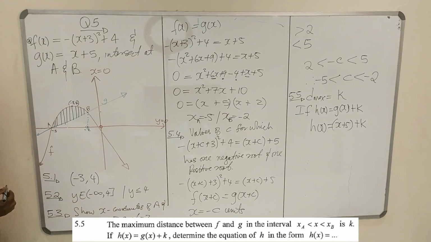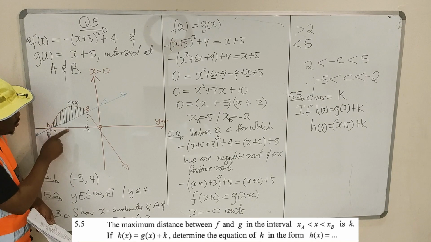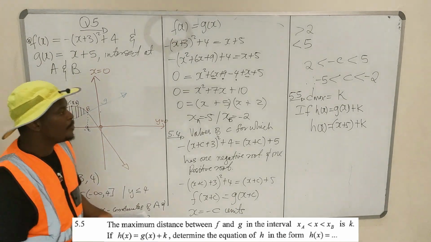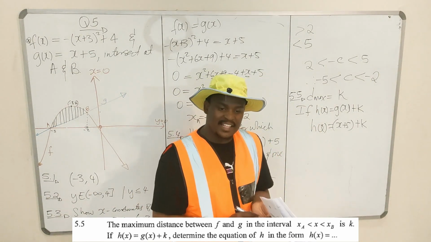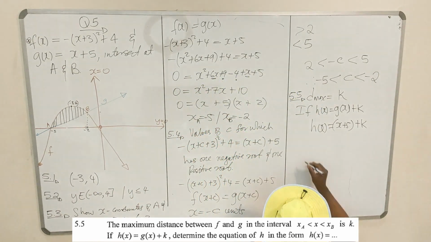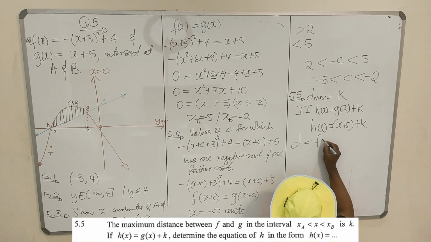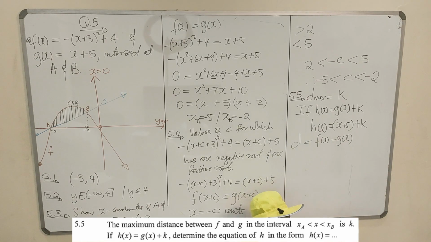It's this distance there. So to find this vertical distance, it should be your higher end y value minus your lower y value. Right? So your vertical distance, it should be f of x minus g of x. These are the y values.